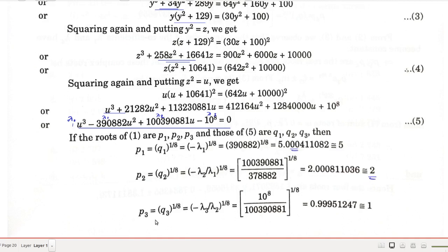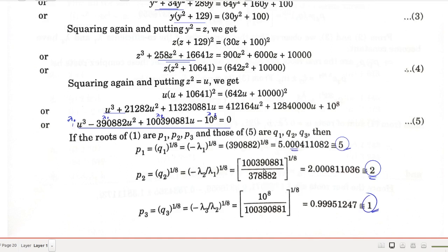And P3, we have Q3, which is the root of this equation, obtained by minus lambda 3 by lambda 2, so that is this one, that is equal to 1. So from this you can say that these are the solutions, the 3 roots of the original equation. Okay, so this is one way of getting roots of the polynomial equation.